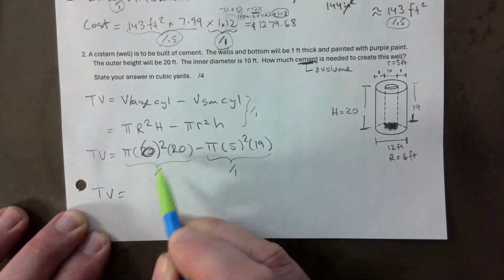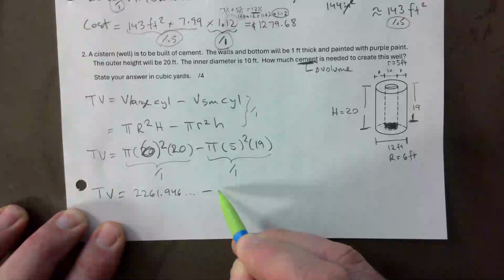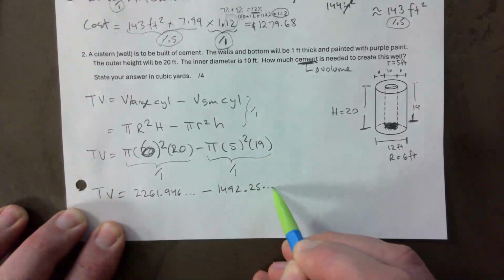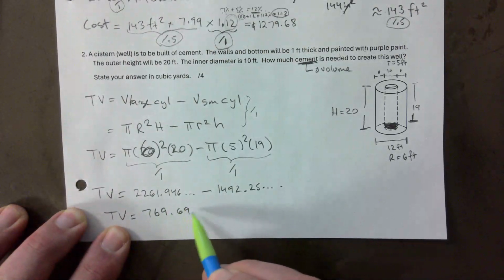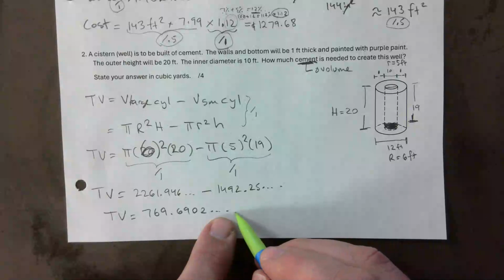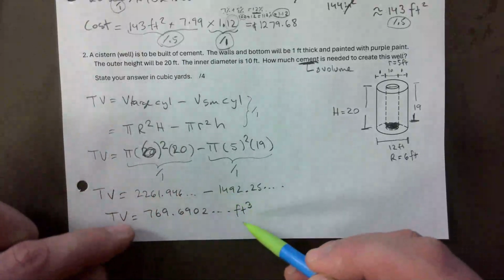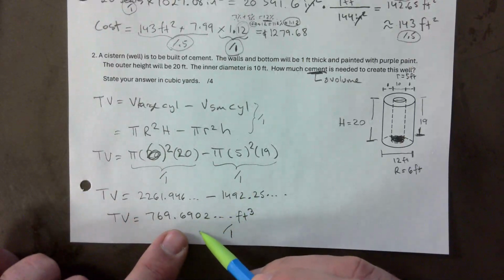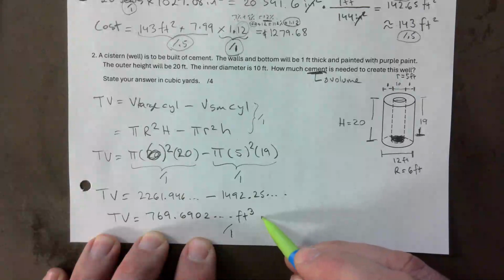Total volume, I crunch this, I get 2261.946 and something, minus, you do this part, it's 1492.25 and then something, and at the very end, you get 769.6902 something. And this is right now in cubic feet. So if you're able to actually compute this, enter it, subtract, I give you a mark for that. Got it? And then we're going to convert.